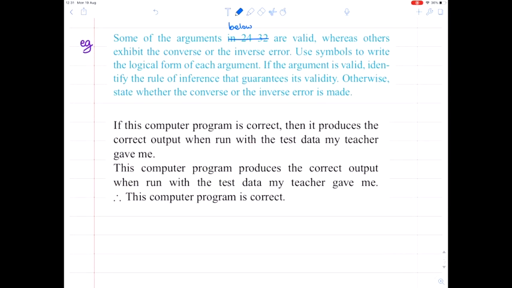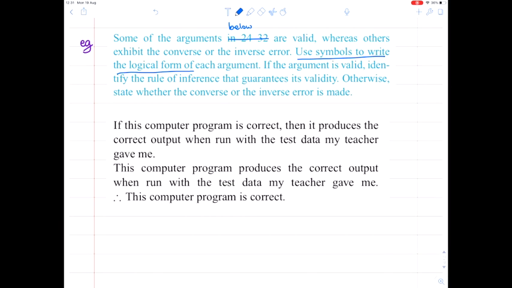So here's something for you to test yourself on. We want to decide if an argument is valid or not, and if it's invalid, does it exhibit a converse or an inverse error? So I'm going to use symbols to write the logical form of the argument. I would suggest that you stop the video for a moment, see if you can do it, and then come back and check. So let's have a look and see.